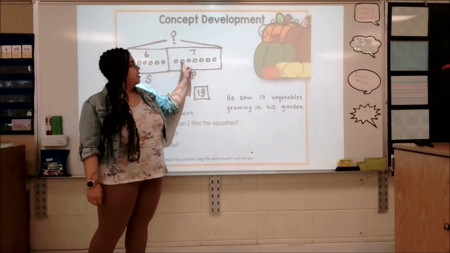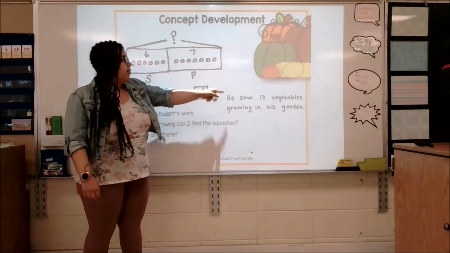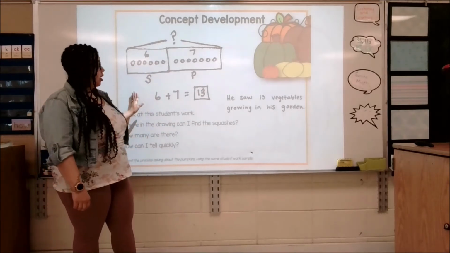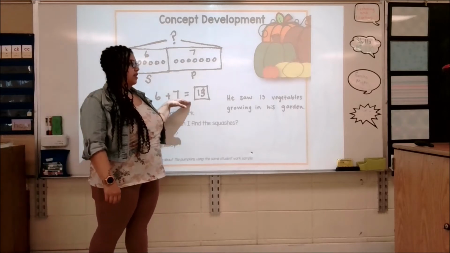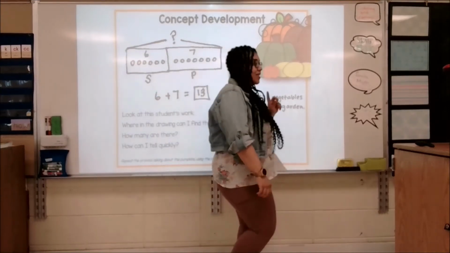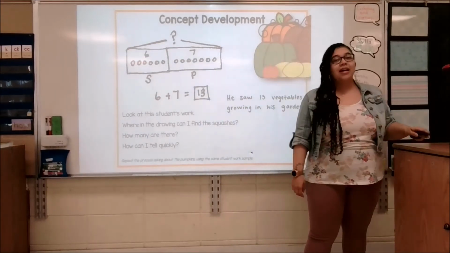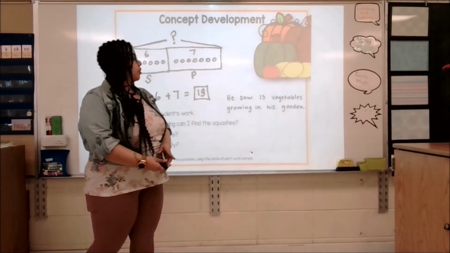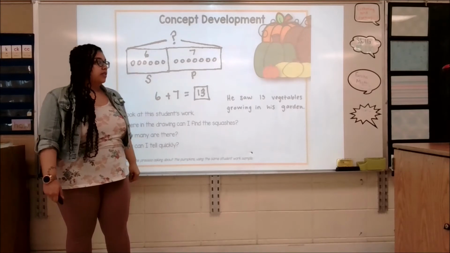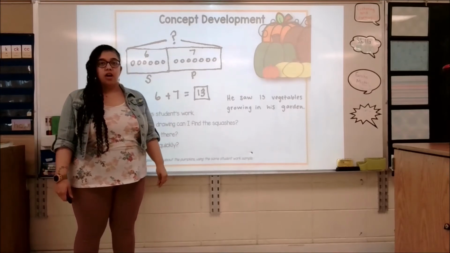And then there's the drawing, the number, and the label to show the 7 pumpkins. We wrap that up with a number sentence. 6 plus 7 is equal to 13. Granted, we still have not answered the question because, in it being a word problem, it does require a word answer. He saw 13 vegetables growing in his garden.